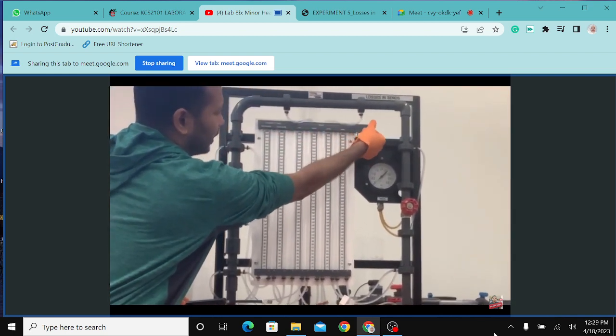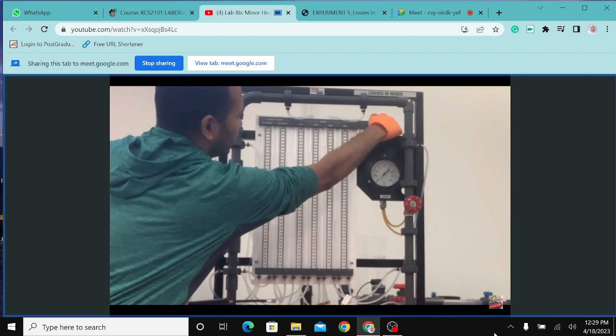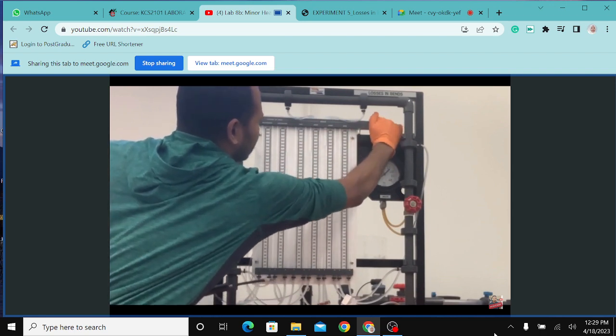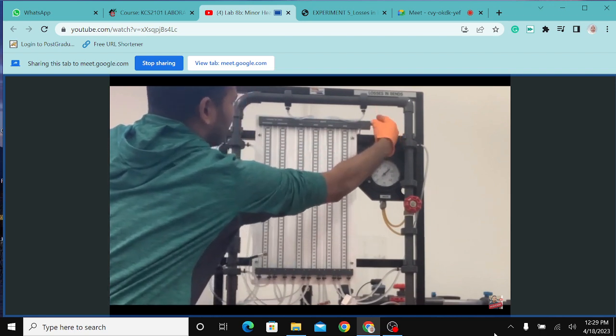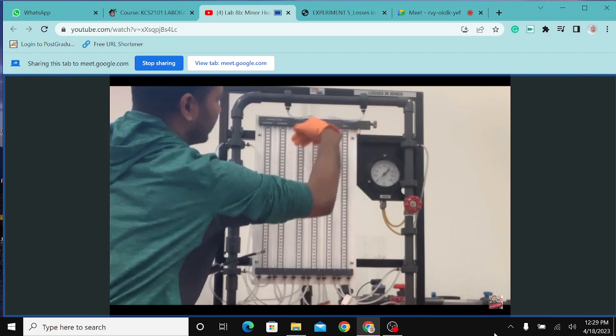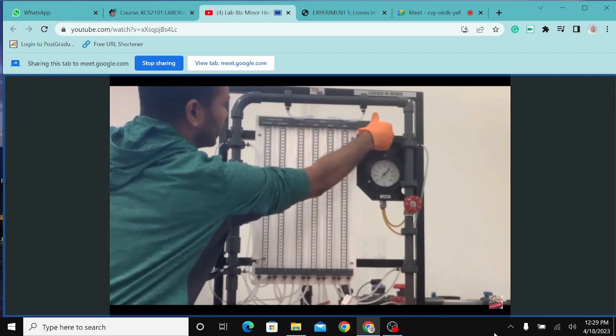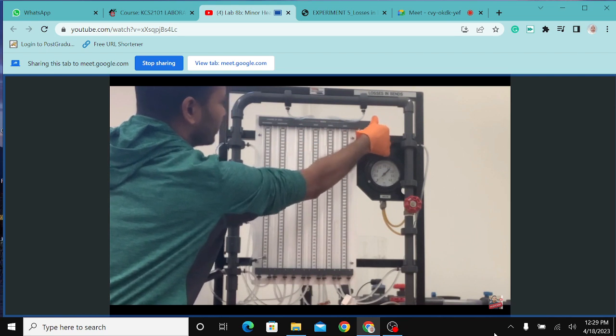We have one here, the air bleed screw. What it does is that if you open it, it lets air into the manometer, and then the water will fall down. So we'll keep it closed.